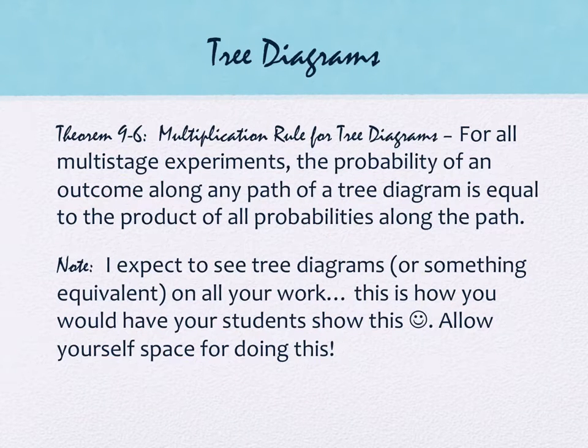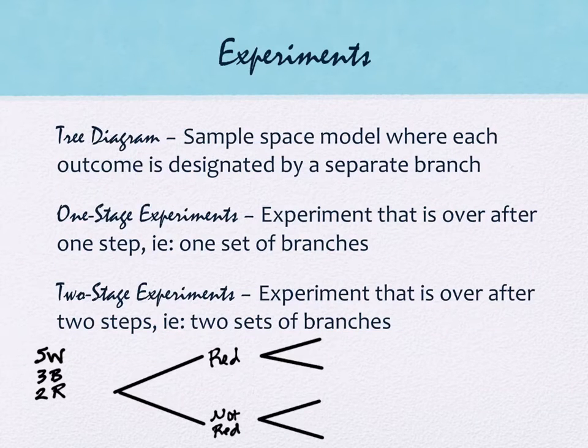Multiplication rule for tree diagrams. For a multi-stage experiment, kind of like the drawings I was just going with, the probability of the outcome along any path of the tree diagram is equal to the product of the probabilities along the path. For example, if I finish drawing this as red and not red, I'm abbreviating now, red, not red, and I wanted to know the probability of drawing two reds, I would multiply these two branches together.